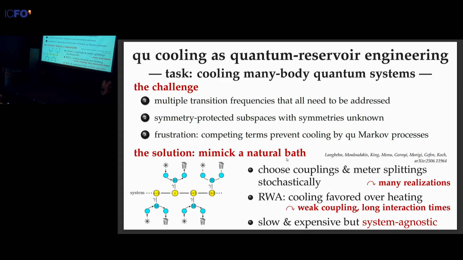I'm not claiming what we do is the most efficient way to cool, but it is the most system agnostic way to cool. But even if you do this, so you're not making any assumption on the system, now you have these interactions between the system sides and your meters. Some of these interactions will lead to heating and not cooling. How do you make sure that the cooling wins over the heating? The answer is, effectively, you need to implement a rotating wave approximation. And this is possible if you choose weak couplings and long interaction times. I'll get to what this means, not making an assumption on the system, later on. So this protocol is slow and expensive, but fully system agnostic.